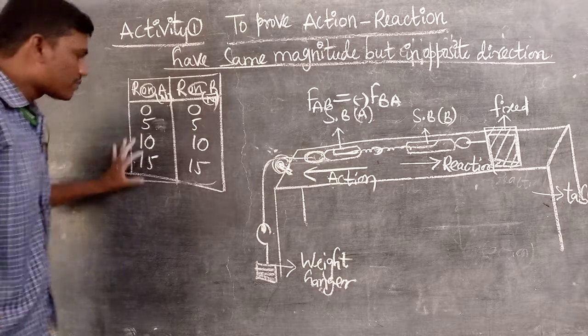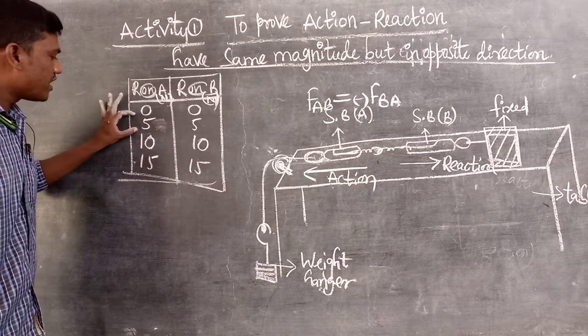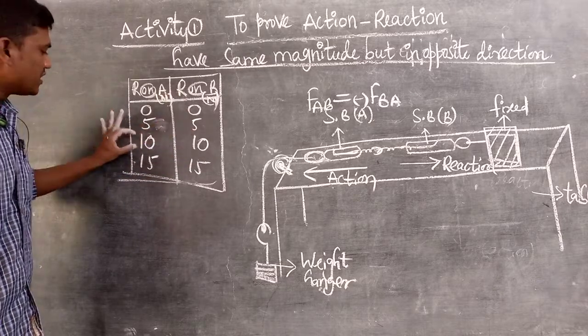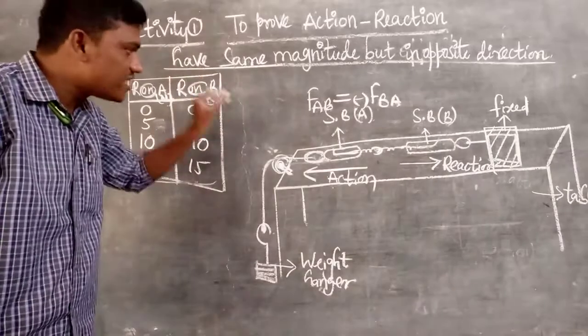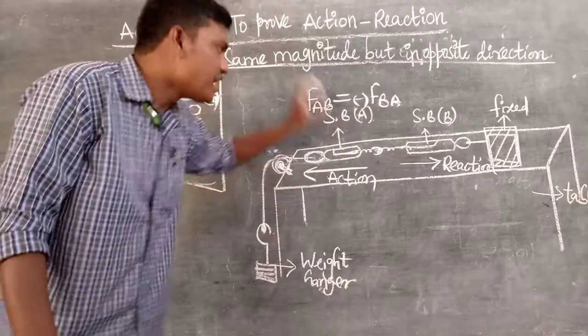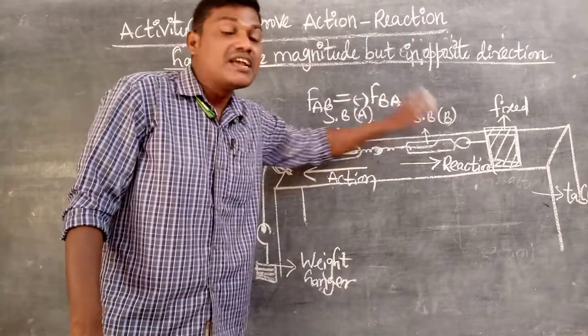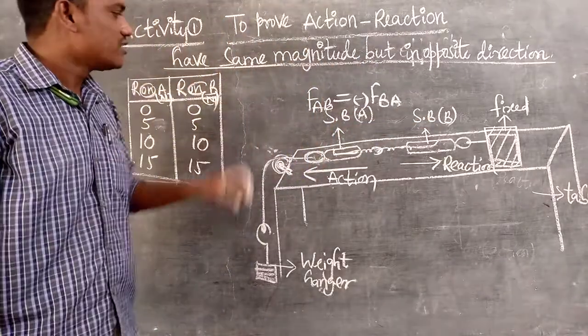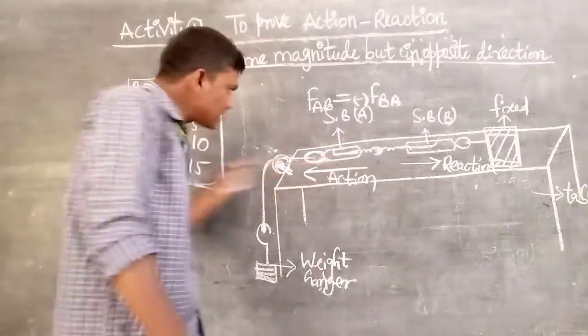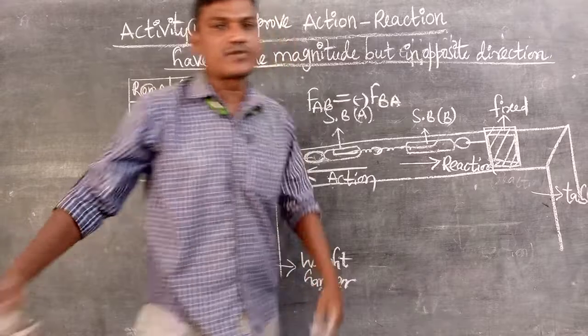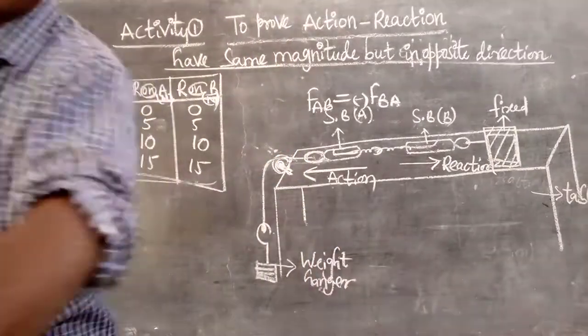That's why you are observing that in this one, A will be 5, B is also 5. It is 10, it is 10. It is 15, it is 15. That's why whatever reading is showing in the spring balance A, the same reading will be showing in the B. So the magnitude is the same, but in which direction? It is pulled to this one, it is pulled to that one. That's why in opposite direction.